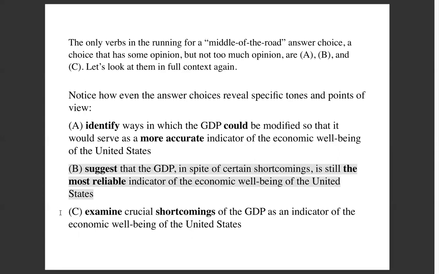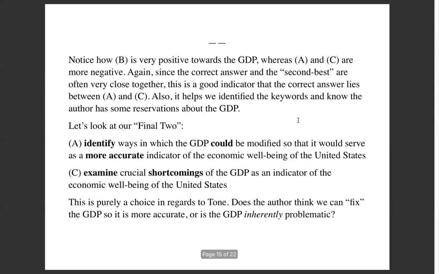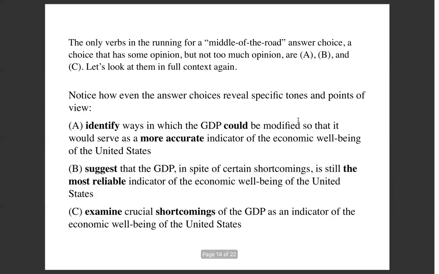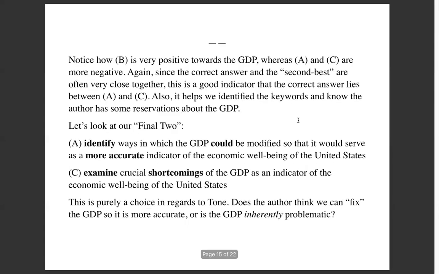All right, and then we've got C. Examine crucial shortcomings of the GDP as an indicator of the economic well-being of the United States, right? Crucial shortcomings, like A, it's negative, right? It's negative towards the GDP. So if we were stuck between two, probably A and C would be our two. That's kind of what I'm discussing in this first paragraph.